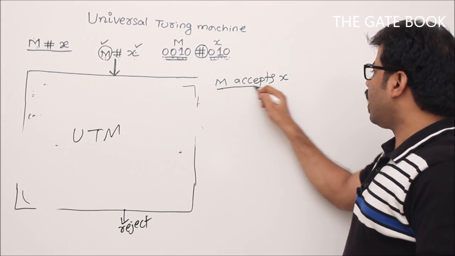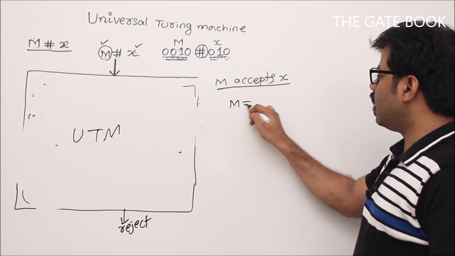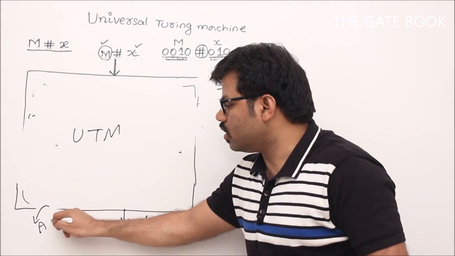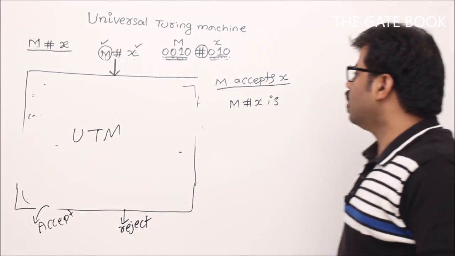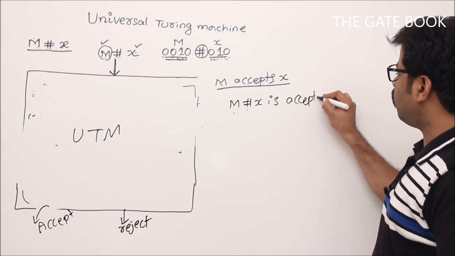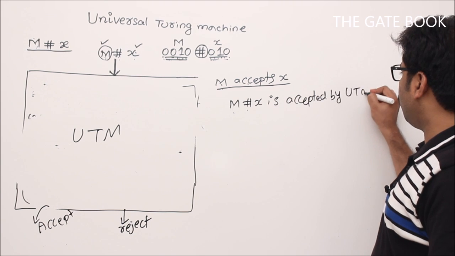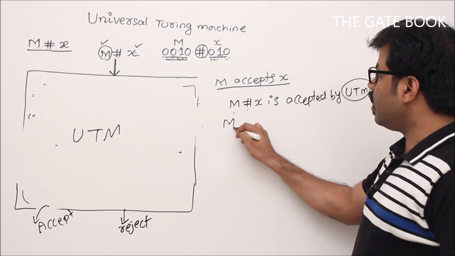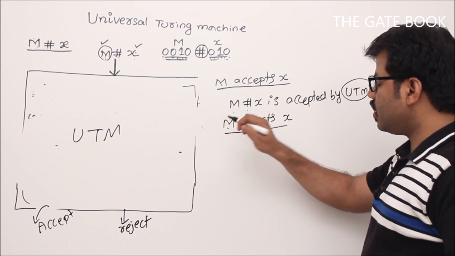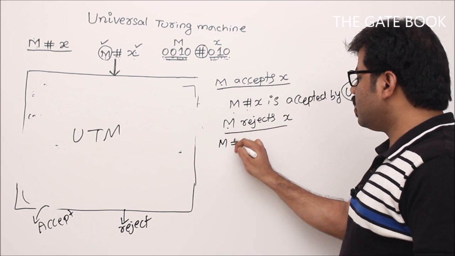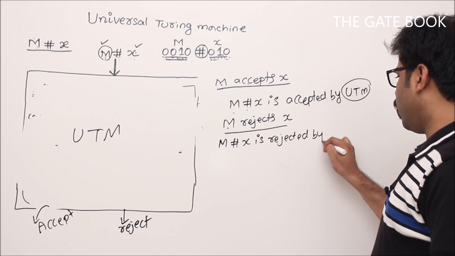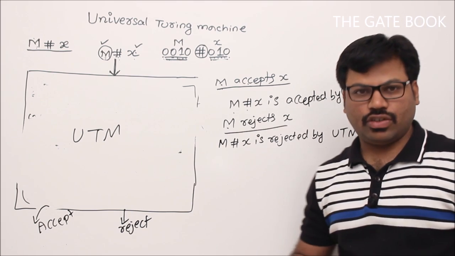That means if M accepts x, then m hash x is the input for your universal Turing machine, so it is going to accept. Remember it: if M accepts x, then m hash x is accepted by the universal Turing machine. Next, if M rejects x, then m hash x is rejected by your universal Turing machine. That is the behavior of the universal Turing machine.